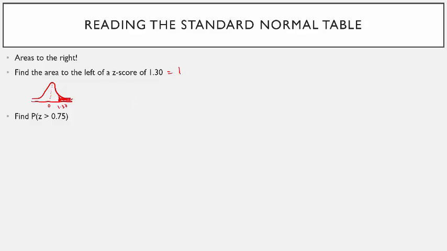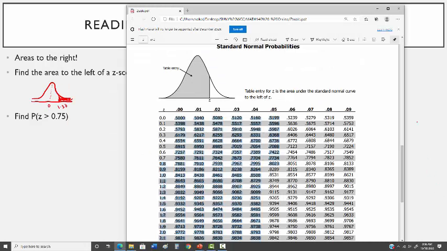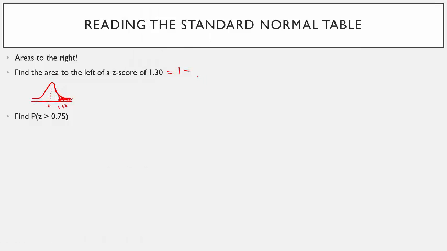So whenever you find an area to the right, it's 1 minus. So I'm going to look up 1.30. 1.3 is right here. And then the last digit is 0. So it's going to be 0.9032. Okay, but that's the white unshaded area. So I want to find the red shaded area, so I have to subtract that from 1. So 1 minus 0.9032. If you plug this in your calculator, you should get 0.0968, I believe.